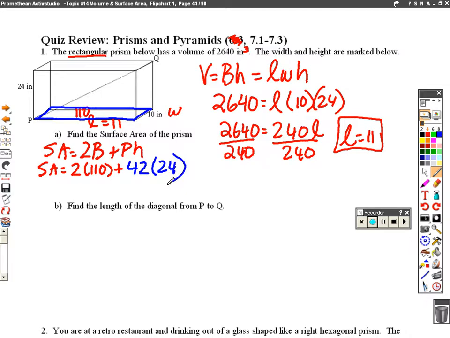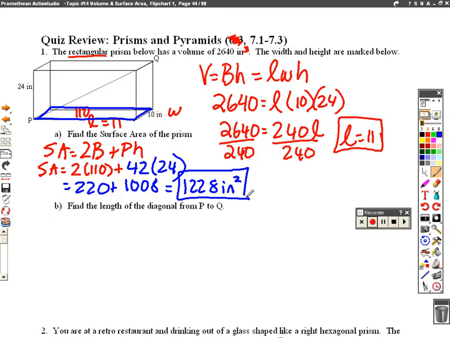All right, let's put that in. So I've got 2 times 110 is going to be 220 plus 42 times 24, which is 1,008. And 220 plus 1,008 is 1228. And the whole thing is in inches, and this is an area, so therefore it has to be squared.